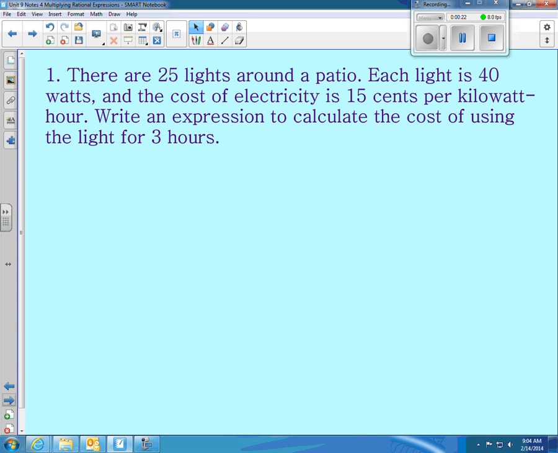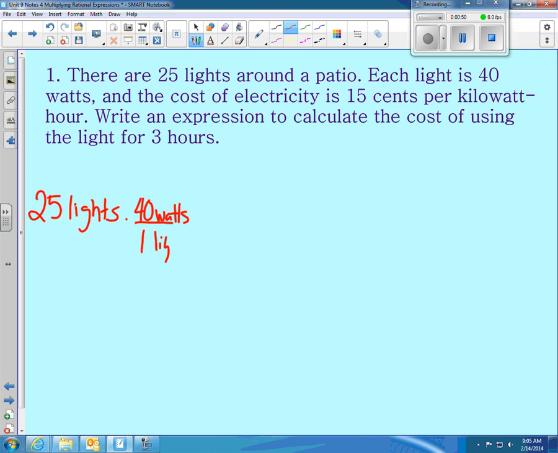There are 25 lights around a patio. Each light is 40 watts, and the cost of electricity is 15 cents per kilowatt per hour. Write an expression to calculate the cost of using the light for 3 hours. All right, so we have 25 lights, and each light is 40 watts. So 40 watts per one light. Okay, and the cost of electricity is 15 cents per kilowatt.